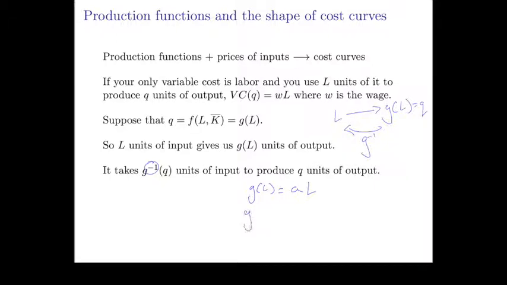So if you wanted to know what G inverse of Q was, well, it would just be Q divided by A. Why is that? Let's suppose I want to produce Q units of output. How many units of input do I need to use? If I use Q over A units of input, and I feed that into my production function, then I get A times Q over A. The A's cancel, so I get Q units of output. So what is the L that I need in order to get Q units of output? That's what the inverse function tells us.